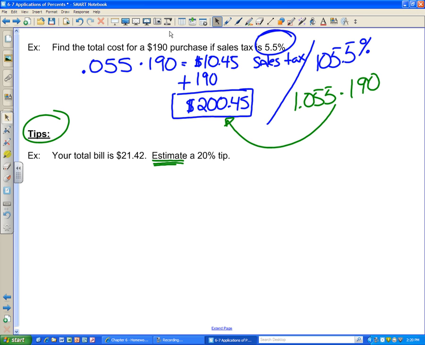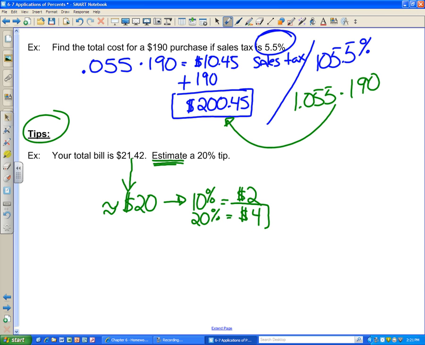Okay? So if you want to do this mentally, you want to find out what 10% is. So if you left it as $21.42, 10% when you move the decimal over once would be about $2.14. Too hard to work with in your head. And again, you're not going to leave change. So what I'm going to do is I'm going to say that this bill is about $20. So if it's about $20, that means 10% of it is $2, which means 20% is double that. So that means 20% is $4. So you would leave a $4 tip.